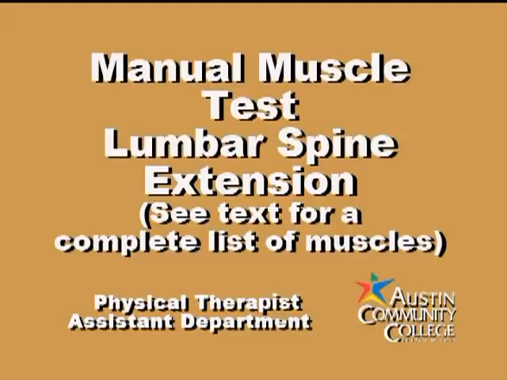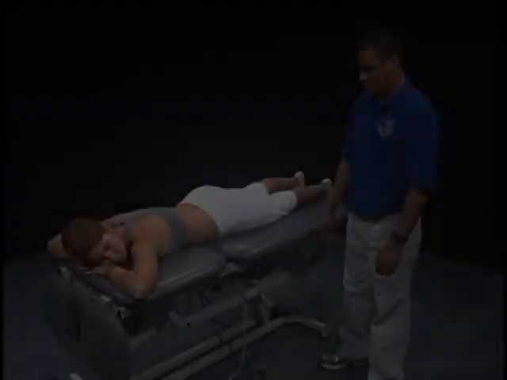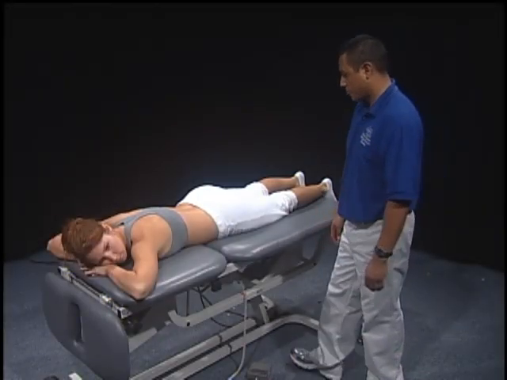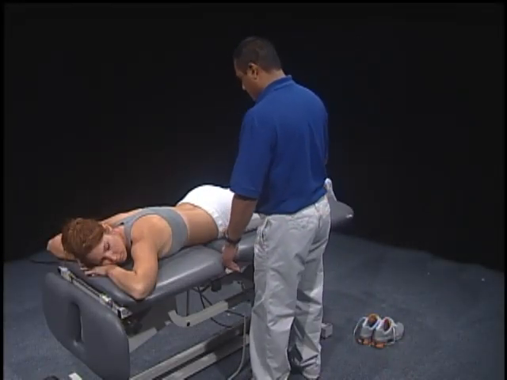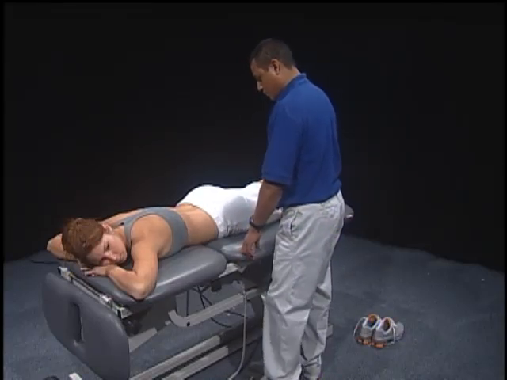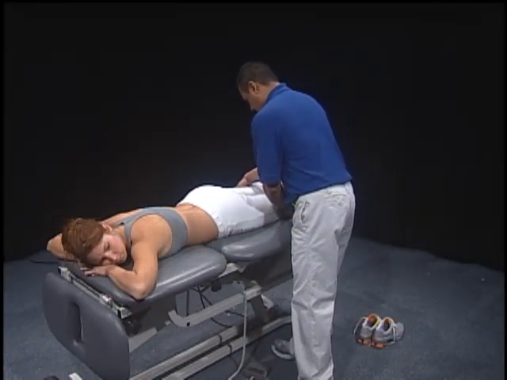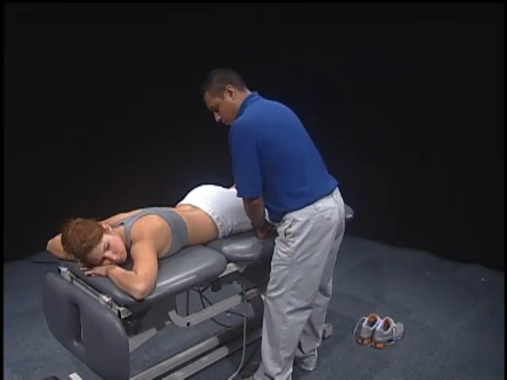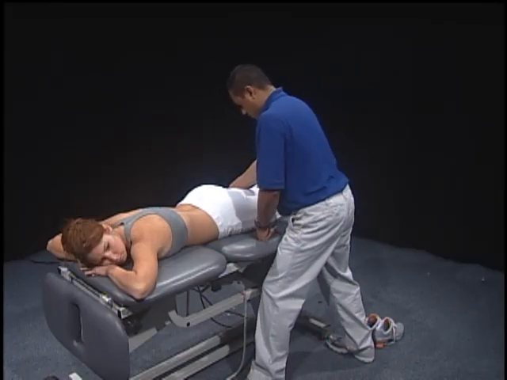MMT Lumbar Spine Extension. See text for complete list of muscles. Assist the patient to the prone position with the trunk supported on the table. Stand at the side of the legs to stabilize the lower extremities at the ankles. If the patient has weak hip extensors, you can stabilize across the upper thighs.